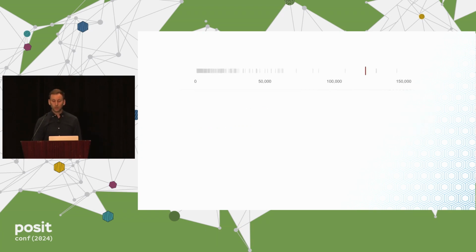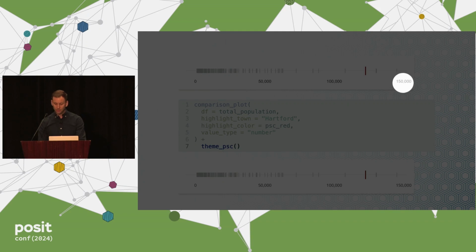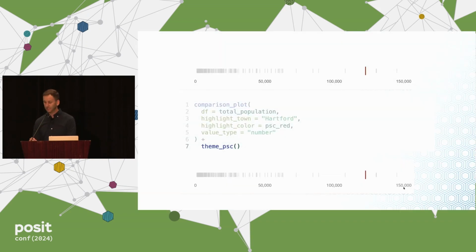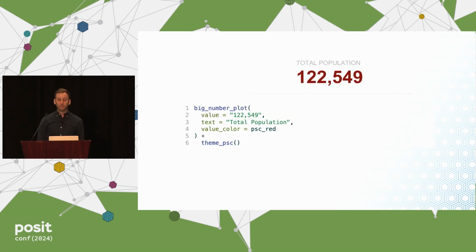So you can see here's what it looks like with the theme not applied. And here, if I add theme PSC, it's a little bit subtle, but if you compare that 150,000 to that, the one on the bottom is actually using open sans. Now, if I want to do the same thing with my big numbers, I might think to apply theme PSC, but unfortunately that doesn't change anything.